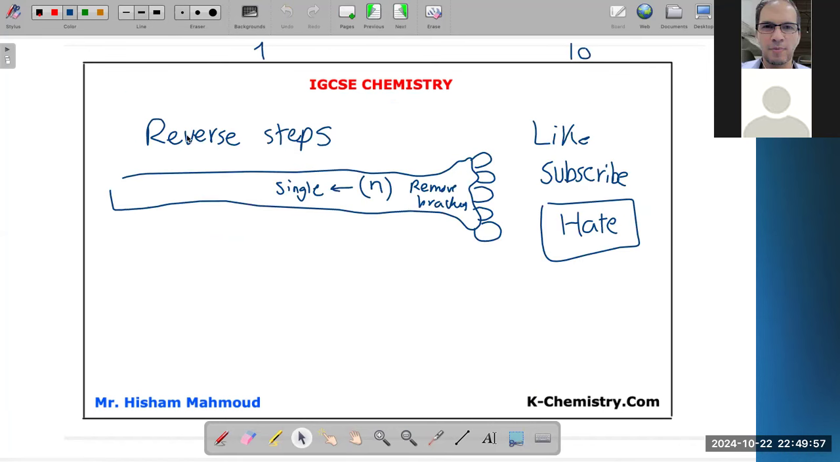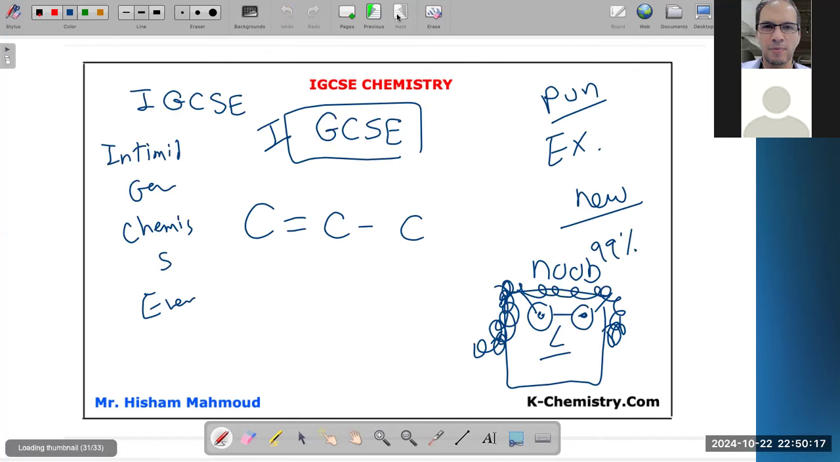Oh, so single bond, you have to change it back into double bond. I don't know. That was a single bond. So you have to remove these two single bonds and make one double bond. Is this correct? Yes. And then what to do? That's it, done.